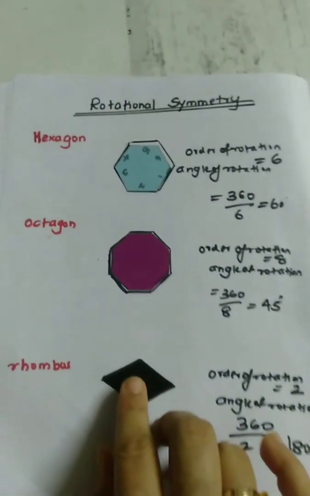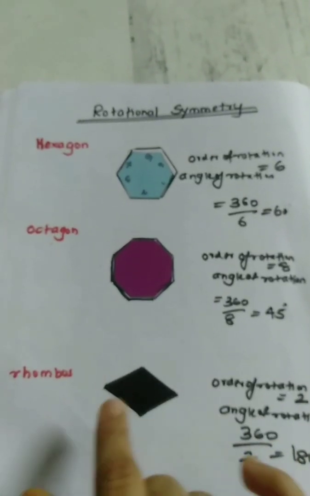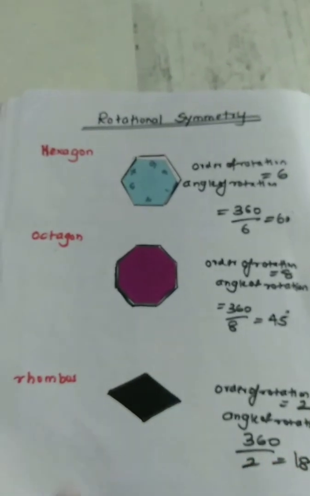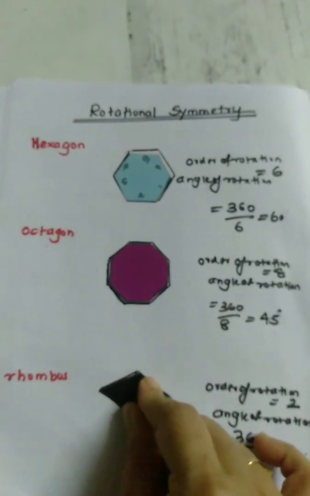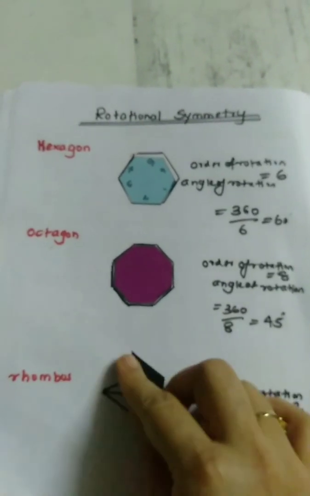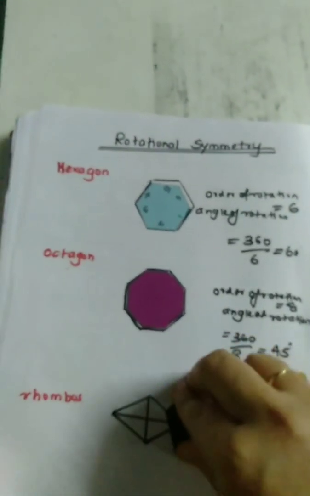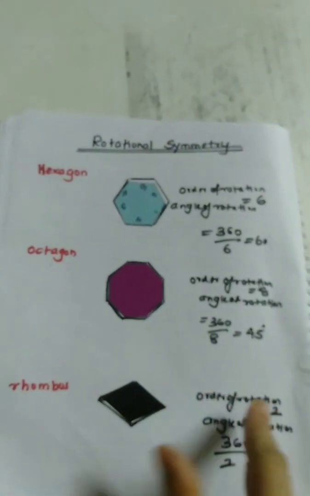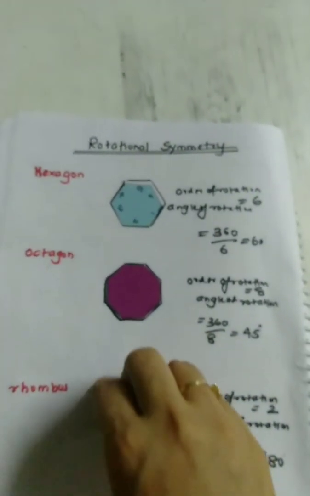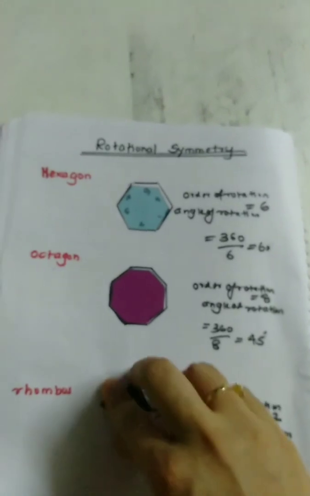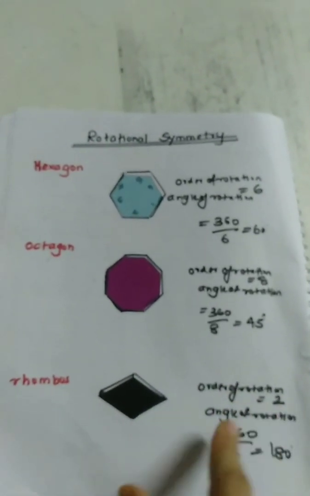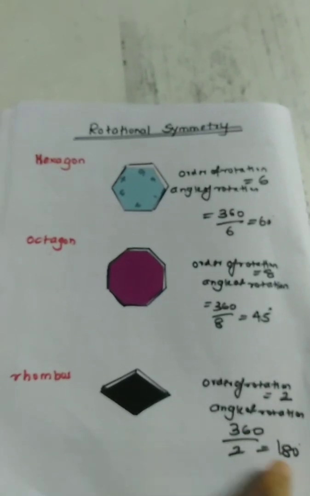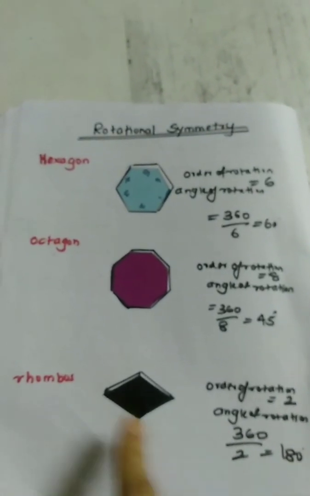Let's see one more figure, the rhombus. In the rhombus, all the four sides are the same and the diagonals perpendicularly bisect each other. Now, in the rhombus, if I give a complete half rotation, the figure looks the same. Similarly, one more half rotation, the figure looks the same. So the order of rotation here is 2, and the angle of rotation is 360 by 2, that is 180 degrees. And it is a half rotation.